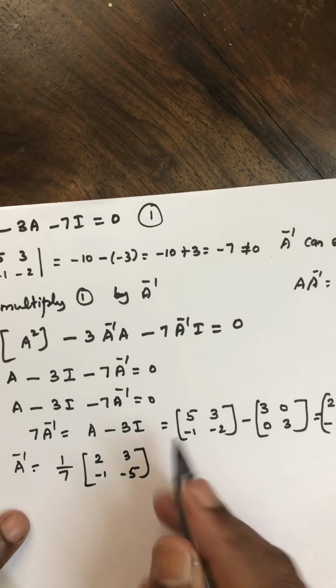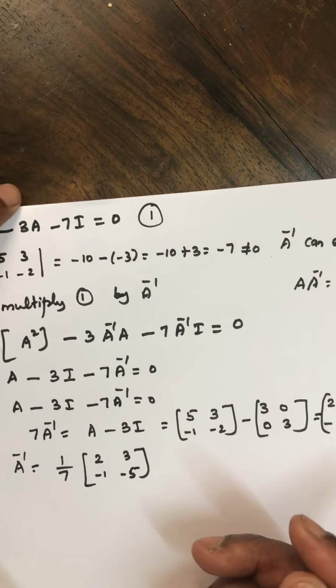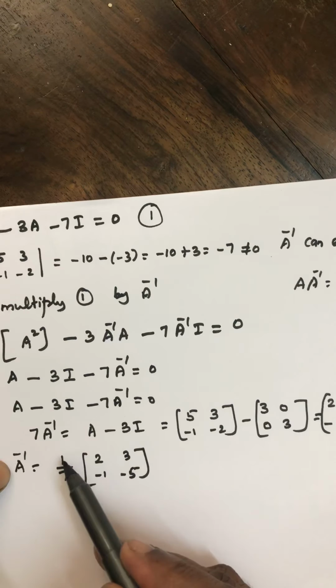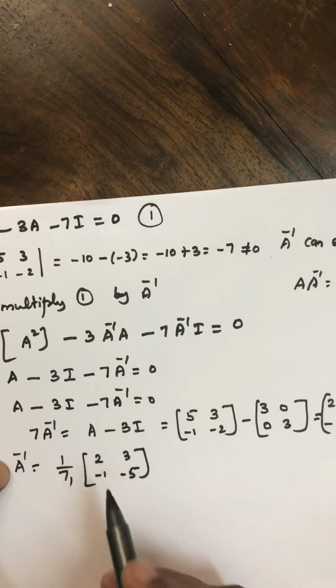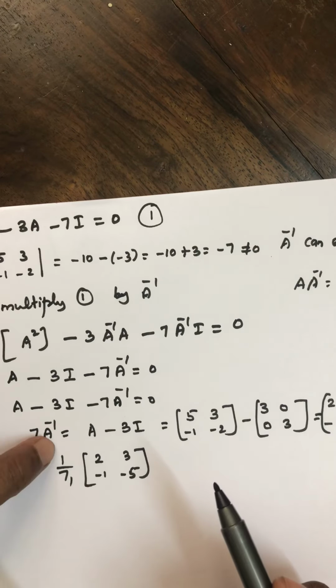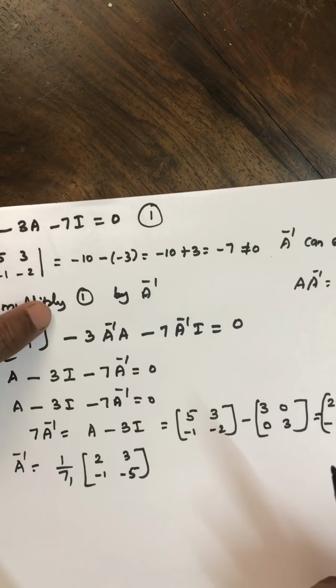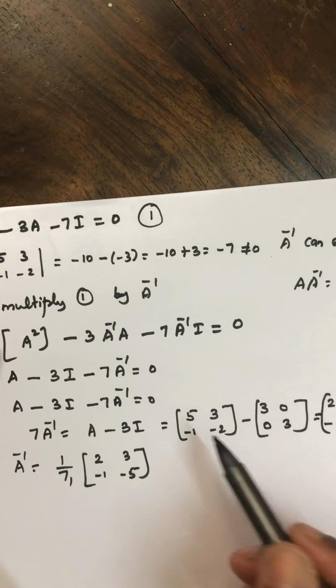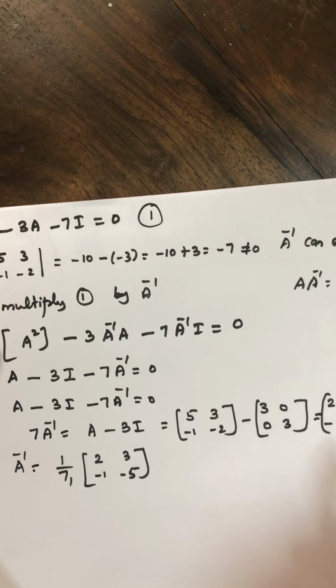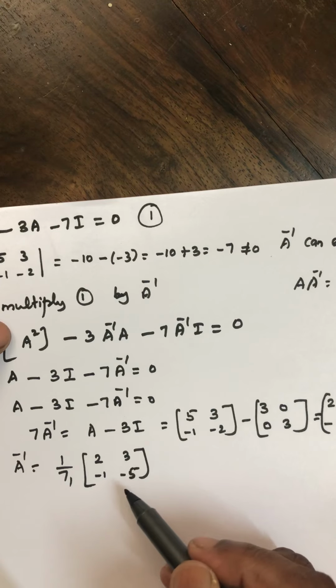This you can verify also. If this is A matrix, A inverse, usually how will you find out? 1 by determinant of A into adjoint of A. Determinant of A, just now we got it is minus 7. How to get adjoint? Interchange the main diagonal. Change the sign of minor diagonal. Minus 2, minus 3 become minus 5. Change the sign of minor diagonal.